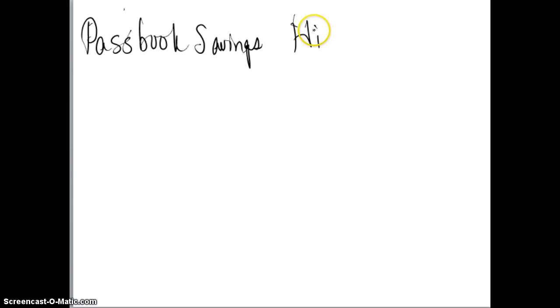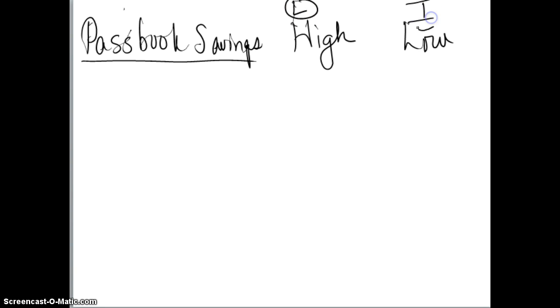For example, a passbook savings account. Even though it's a savings account, it is relatively easy to get your money out. That has high liquidity because it is easy to get that money out of the passbook savings account and turn it into cash. However, the interest earned is low because you're going to be taking your money out. So I'm going to put an L here for liquidity for this column and an I here for interest for this one.